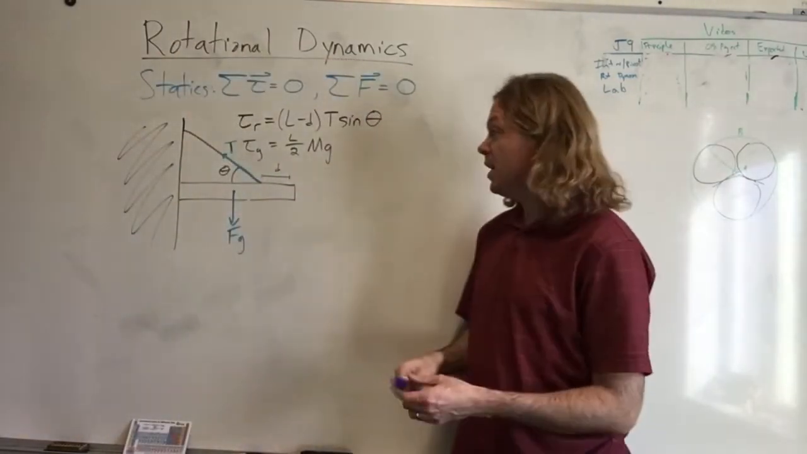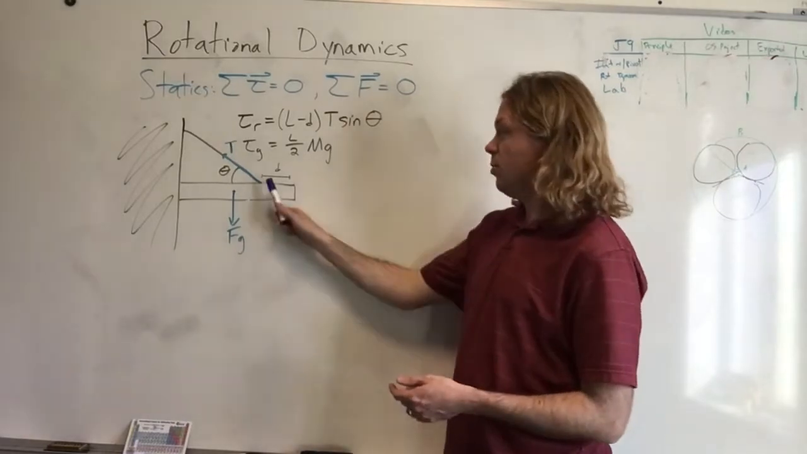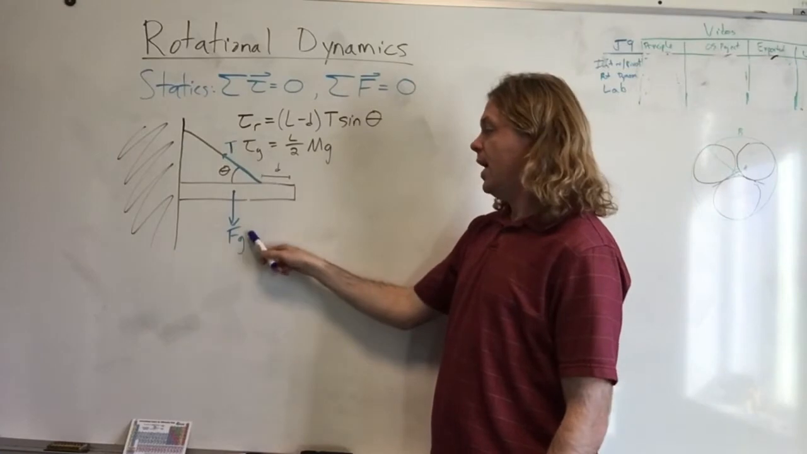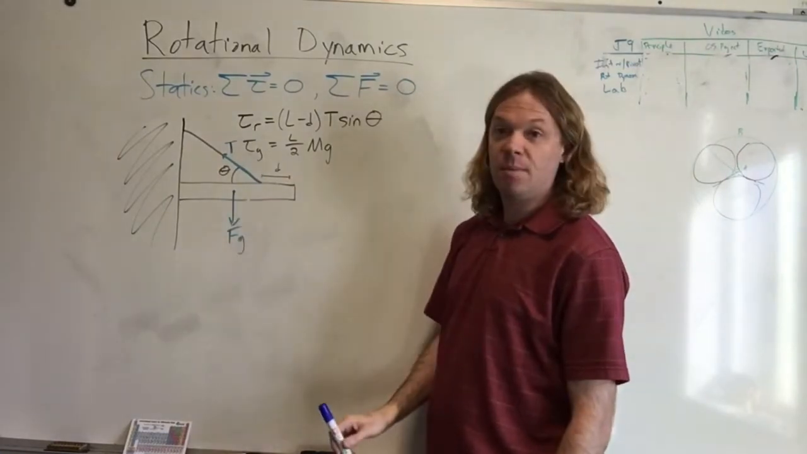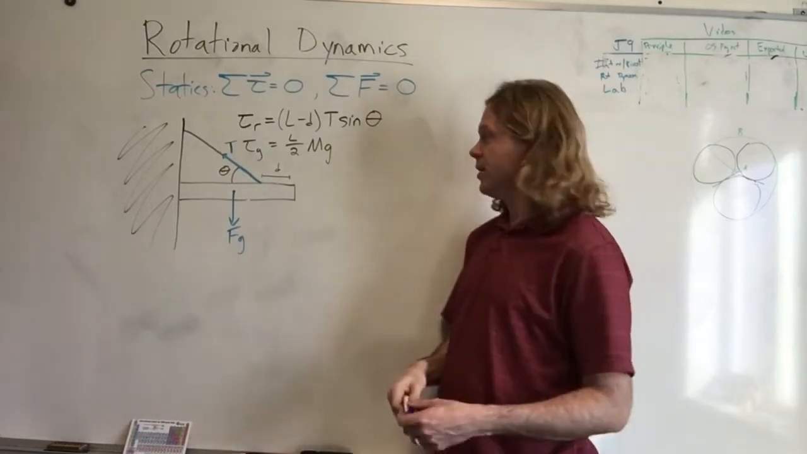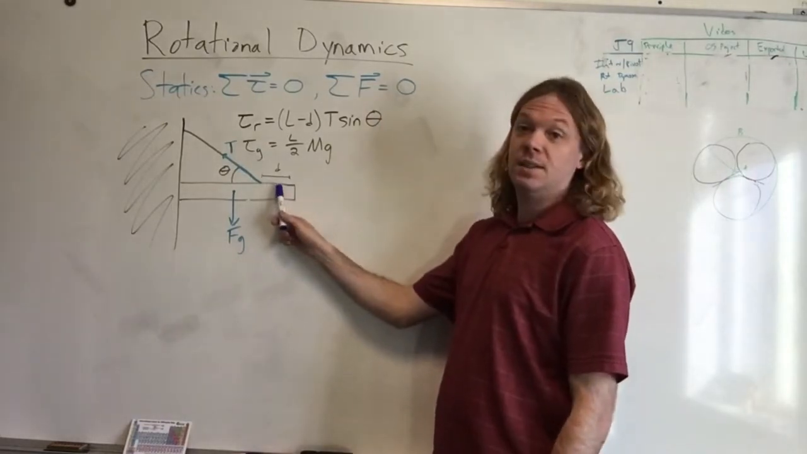So what I've done is I've added forces to this picture. I've put the force due to the tension, that's a blue arrow right there, and I've put the force due to gravity acting at the center of mass of the beam. The force of gravity always acts at the center of mass of extended objects. I've also said that the rope is acting at distance d from the end.